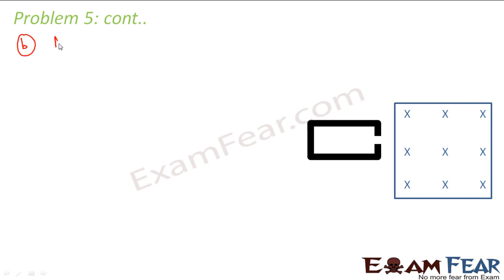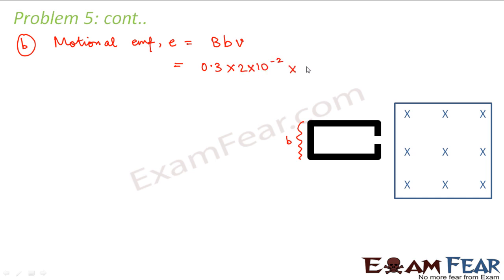So in this case, what will be the motional EMF? Motional EMF E will be equal to B into L into V. What is L? L is nothing but this length of the conductor which actually moves through the magnetic field. So here L is not the longer side; instead it is denoted by b. So this will be B into b into V. That is equal to 0.3 into 2 into 10 to the power minus 2 into velocity 10 to the power minus 2. So this is equal to 0.6 into 10 to the power minus 4 volts.